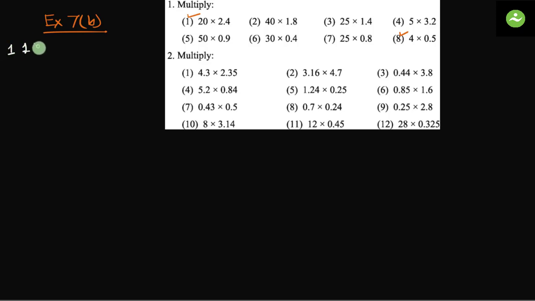Bracket 1 of question 1, 20 into 24. When you multiply, try to put the larger number at the top. Instead of 20, let us write 24 here. This is 2.4, but we will treat it like 24, not 2.4. So the first thing, use the vertical method.